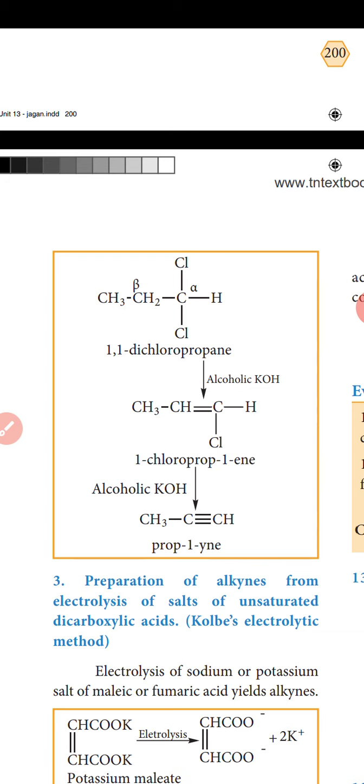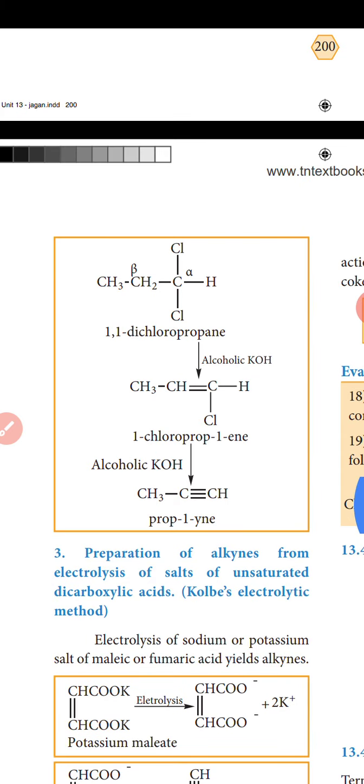The preparation of alkynes from electrolysis of salts of unsaturated dicarboxylic acids is called the electrolytic method. Electrolysis of the sodium or potassium salt of maleic or fumaric acid yields alkynes. Potassium maleate gives acetylene, with the elimination of potassium acetate plus 2 molecules of potassium. Thus, acetylene is formed by the same process.